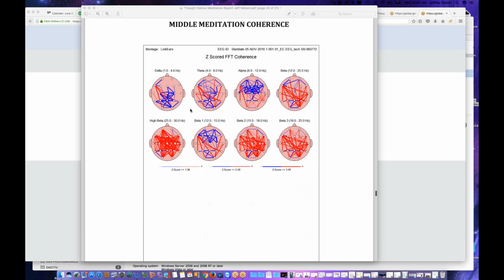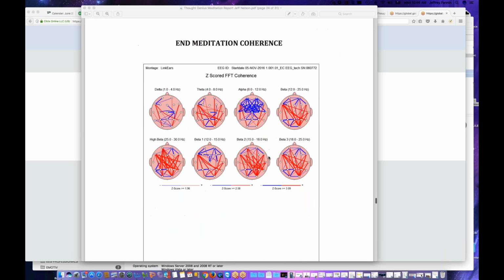All right, so we go to the middle of your meditation, we see the same things going on here, and not anything too different. The stuff that we see out here, the red, is that external information that you're processing, things that are coming in through the field, and you're just cognitively processing it. We get to the end of the meditation. Now we see less blue in here, but that doesn't mean that you have less intuition. It just means you're actually being more efficient in the use of that energy.